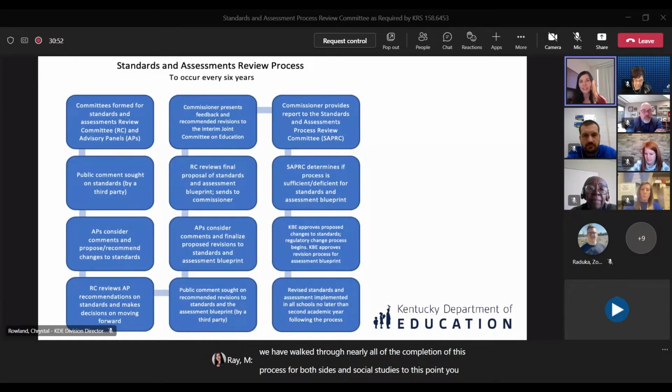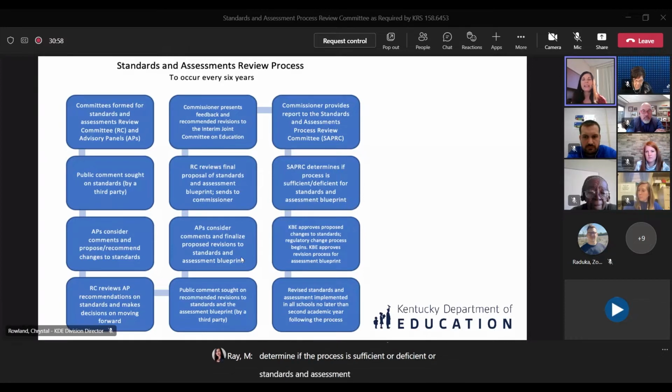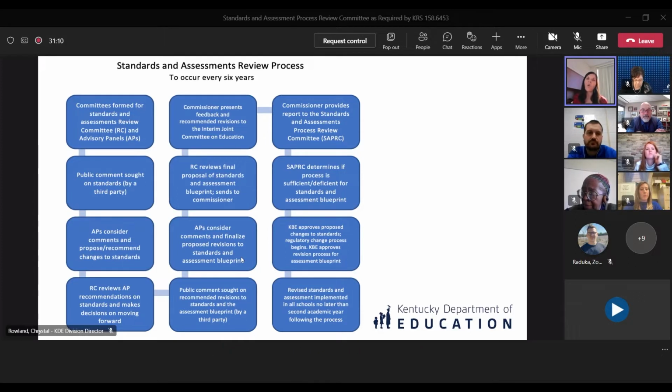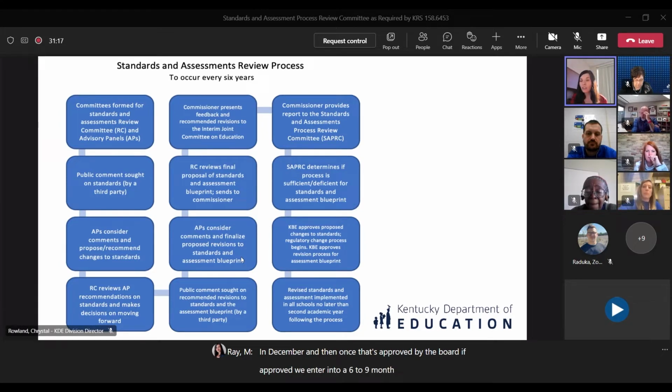You can see we're in the last row where you as a committee determine if the process is sufficient or deficient for standards and assessment blueprint. We are hopeful that we will be able to take both of these regulations, both the science and social studies CAS documents, to the Kentucky Board of Education in December. And then once that's approved by the board, if approved, we enter into a 6 to 9 month regulatory process before the standards become effective and are implemented within Kentucky school districts.